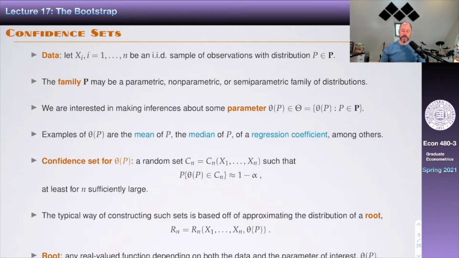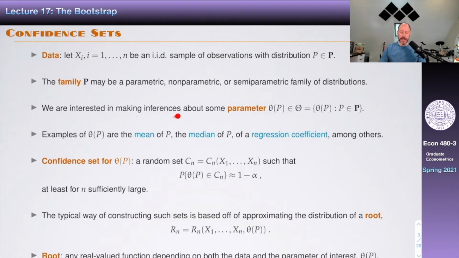The setting is that we have data that I'm going to denote by X, a sample of size N, IID from some distribution P. And this distribution P belongs to a family script P. The family script P may be parametric, non-parametric, semi-parametric, etc. So X could be a scalar when thinking about the mean or something like that, or it could be a regression context, or any other context.